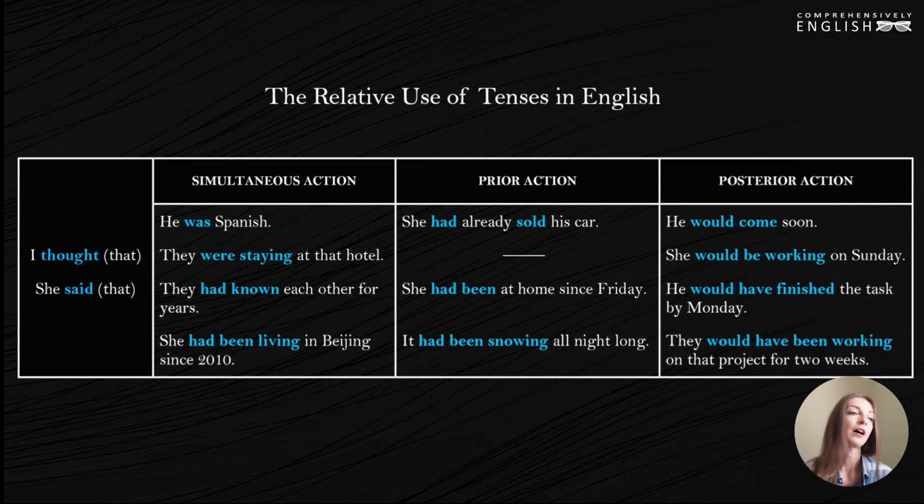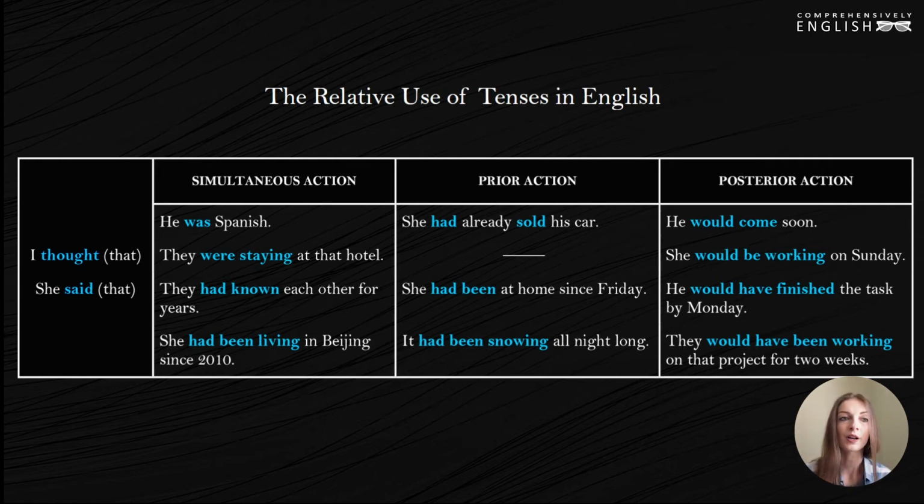You can say, I thought she had already sold his car, or I thought she had been at home since Friday, or I thought it had been snowing all night long. In this case, the action in the subordinate clause is prior to the action in the main clause.